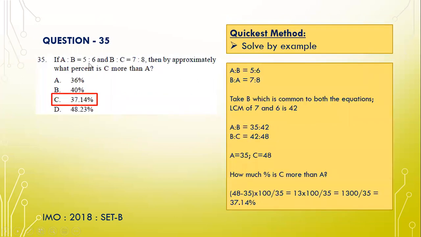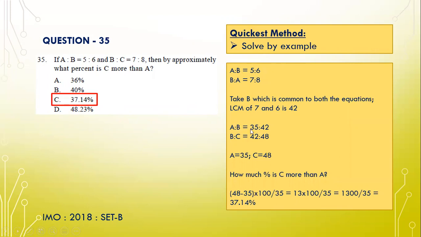If A is to B is equal to 5 is to 6 and B is to C is equal to 7 is to 8, then by approximately what percentage is C more than A? Okay, so you solve this by example. A is to B is 5 is to 6 and B is to C is 7 is to 8. So take B, which is common to both the ratios, and the LCM of 7 and 6 is 42. Least common multiple is 42, isn't it? So now A is to B is 35 is to 42, because 7 fives are 35, 7 sixes are 42.